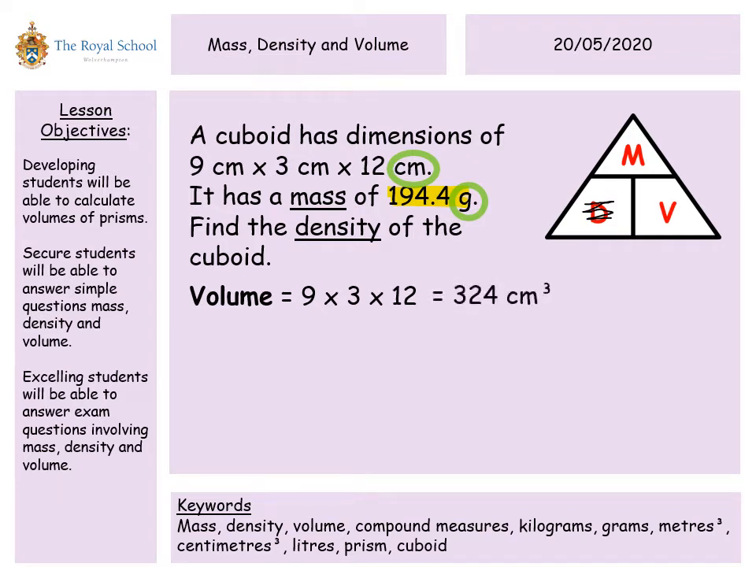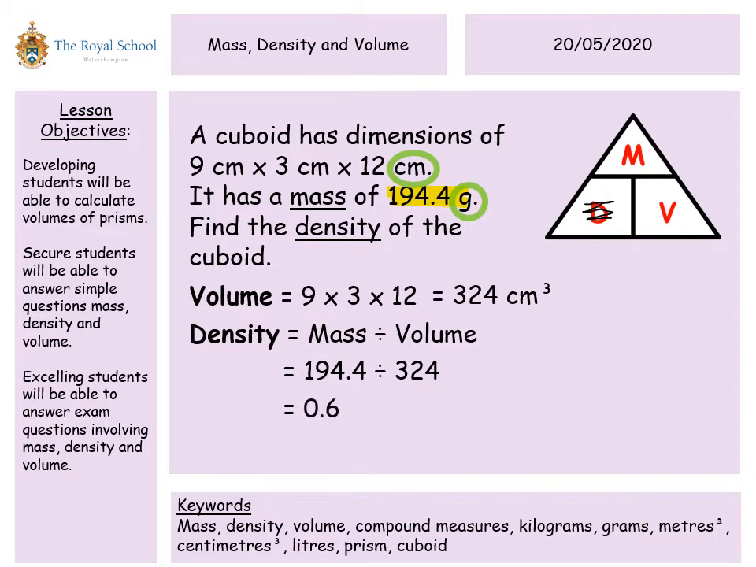So the volume of the cuboid is 324 centimeters cubed. Now we can run our calculation. Density is mass divided by volume. So we can do our mass of 194.4 divided by our volume of 324. That's going to give us 0.6. We now need to have a look at what units we've got. They're circled in green there. So our mass was in grams and our measurements of our cuboid were in centimeters. Therefore, the volume was in centimeters cubed. So our density unit here is going to be 0.6 grams per centimeter cubed.